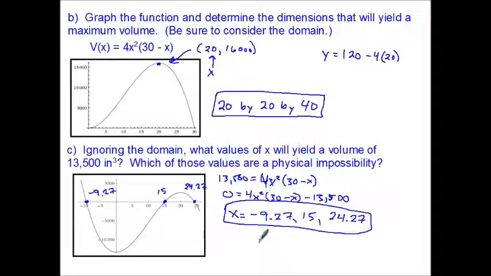Second part of the question, which values are a physical impossibility? The negative 9.27, obviously, since that's supposed to be a dimension of a box, you can't have that. And then you look at these other two and say, hey, do they work? Well, they actually both do, because if you remember our domain from earlier, our domain goes from 0 to 30. So as long as those guys fall underneath 30 and above 0, they're good. So part 2 of the question is the negative 9.27 is bad, and legitimately the only dimensions we could use are the 15 and the 24 and change.